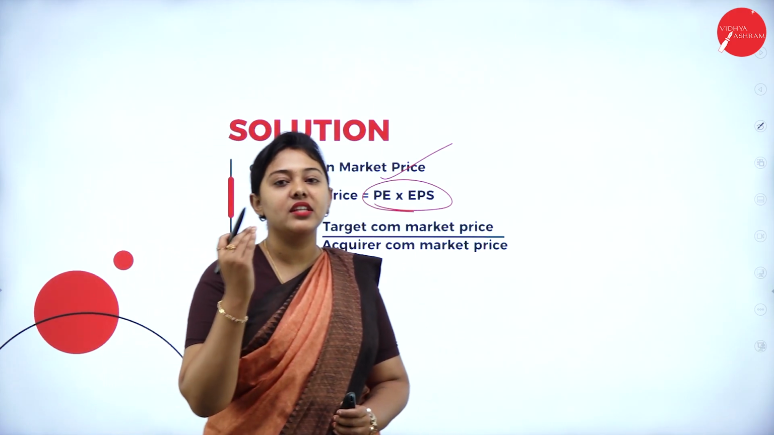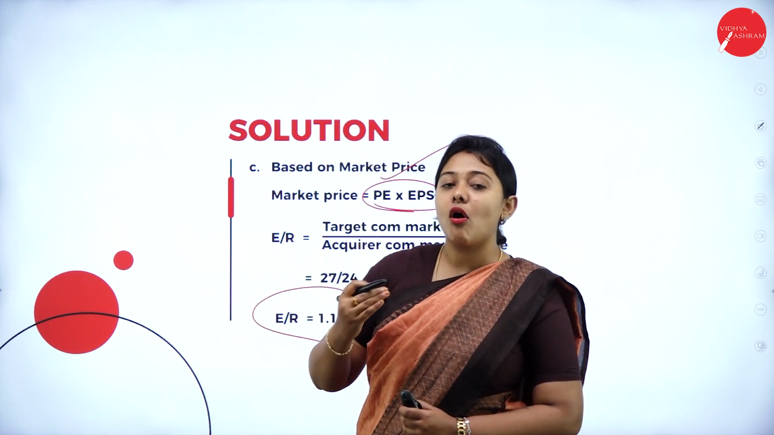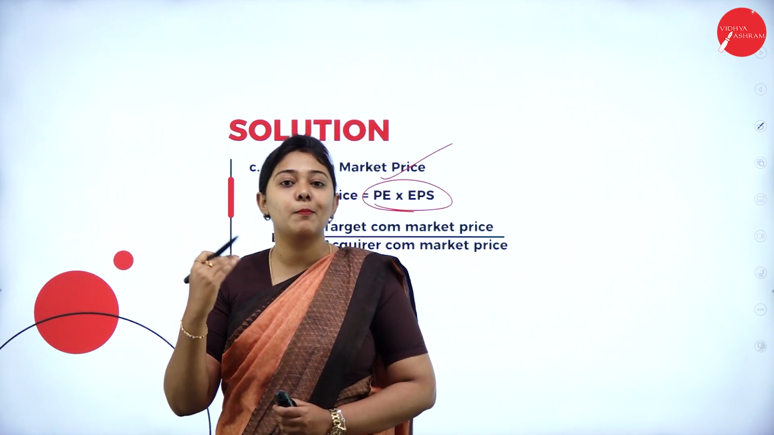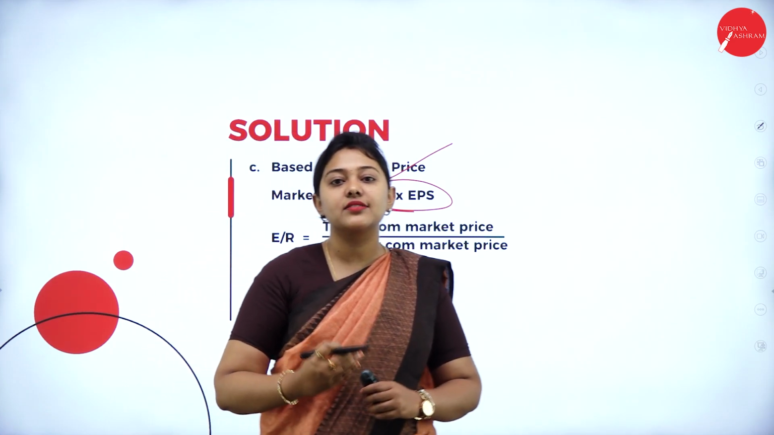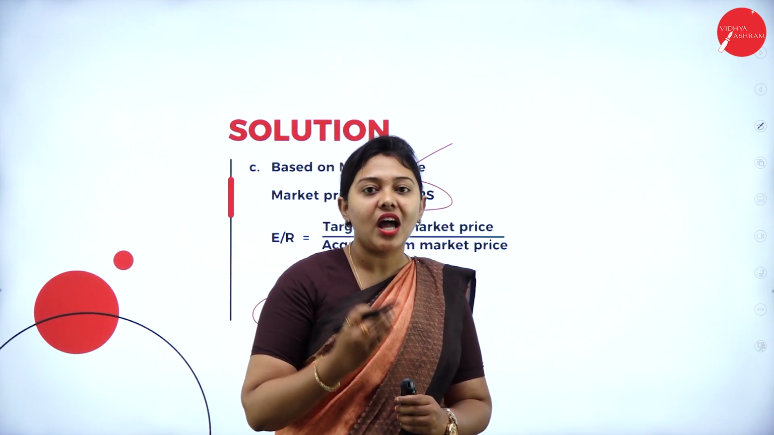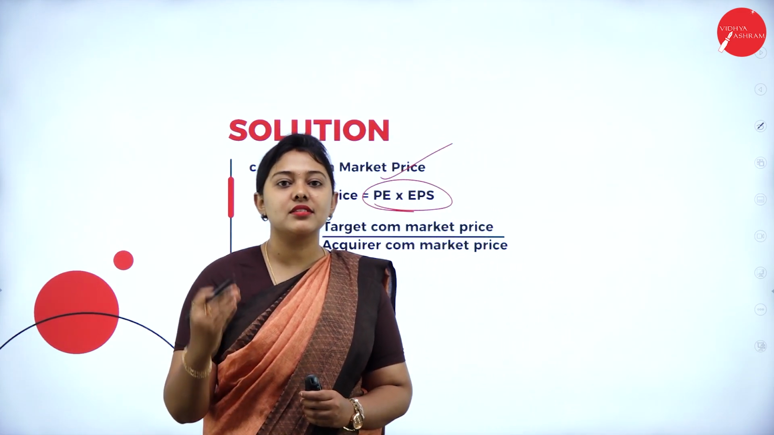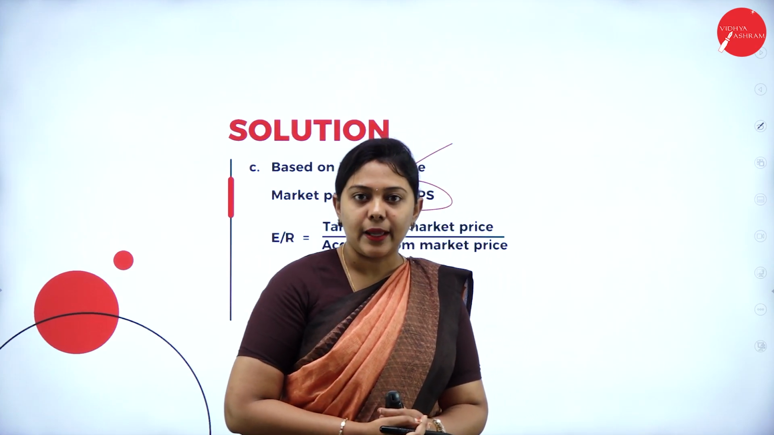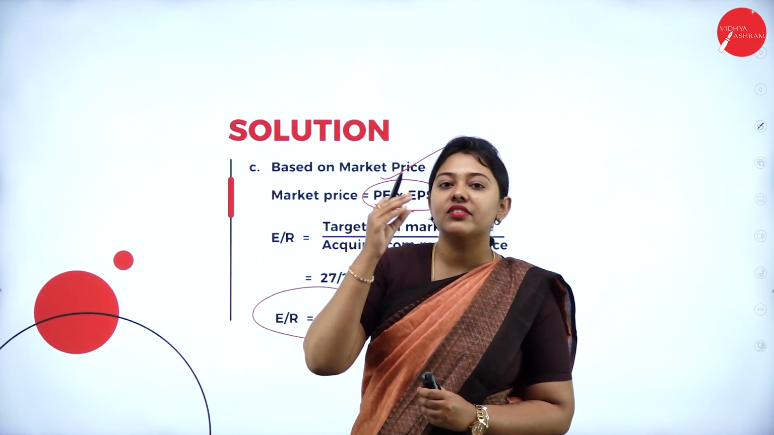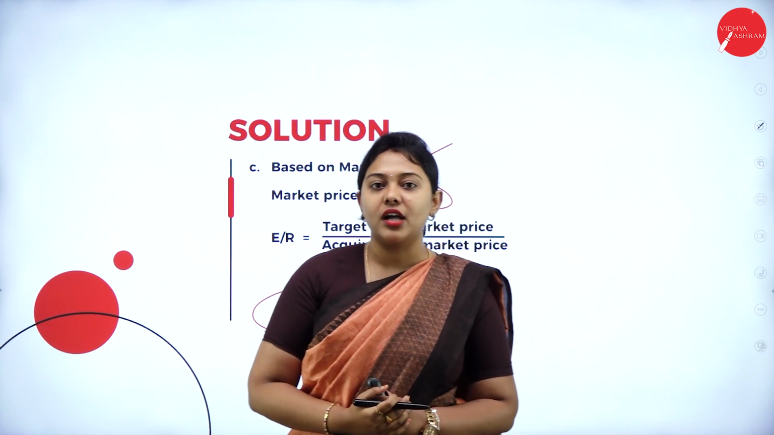So this is how you calculate your exchange ratio based on the net assets method, based on the calculation of your EPS. Next you will calculate the market price. For exchange ratio, the formulas for each valuation are different. For net assets valuation, exchange ratio is equal to target company net assets divided by the acquirer company net assets. How do you get your net assets? Total assets minus total liabilities. Similarly, if you substitute the answer to the exchange ratio formula, you will get your answer.